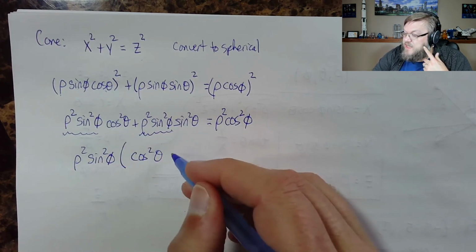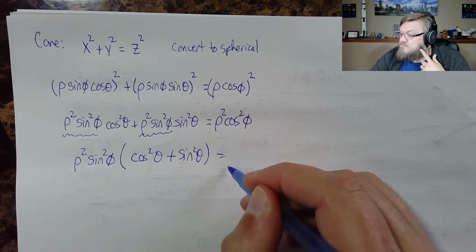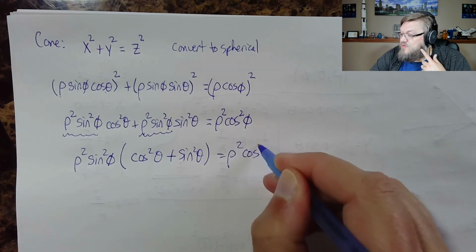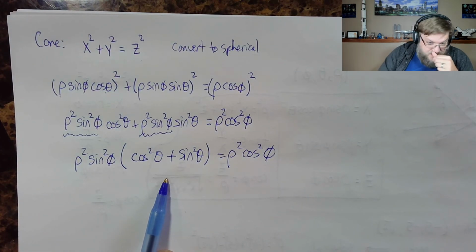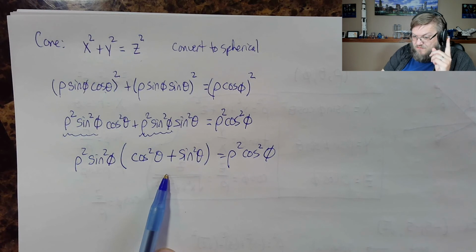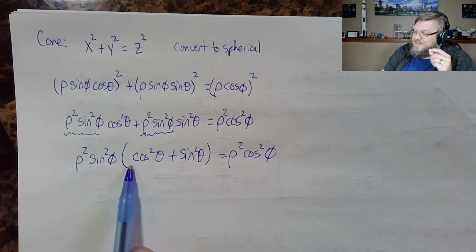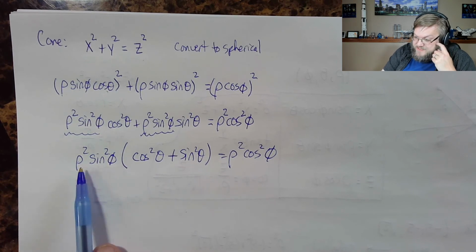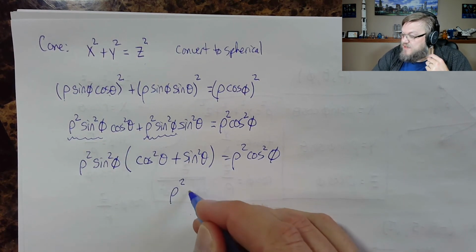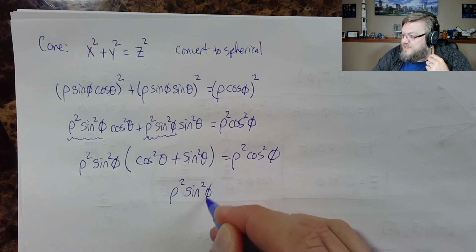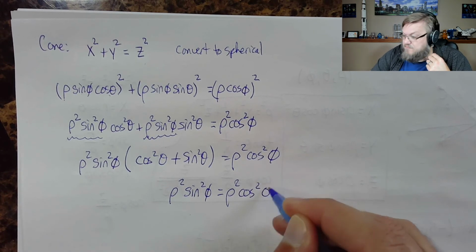Leaving cosine squared theta plus sine squared theta. Did you see what just happened? Cosine squared theta plus sine squared theta is 1. All right, identity. That's cool. So this just gets replaced with a 1, so this is this times 1. Oh, that's nice. So that gets me rho squared sine squared phi equals rho squared cosine squared phi.